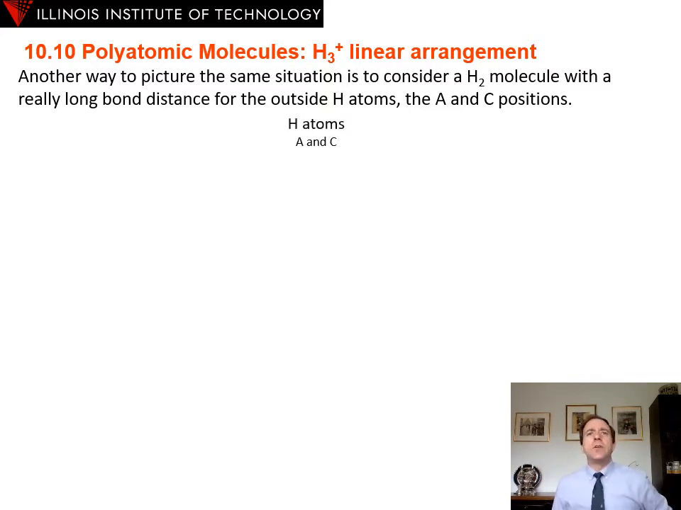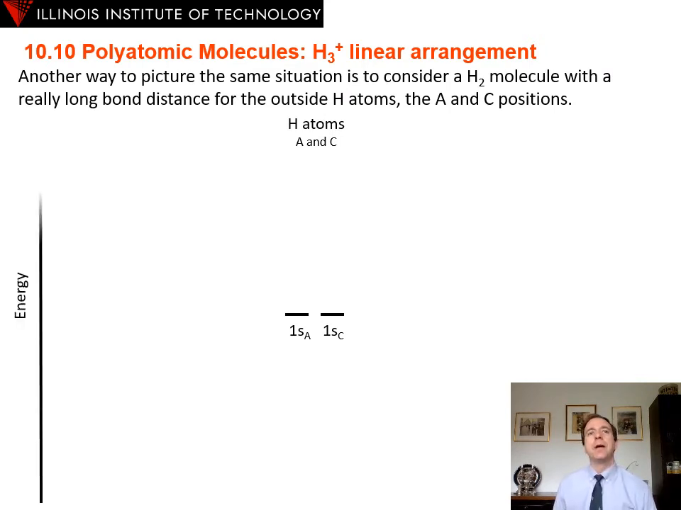Okay, so let's start with the hydrogen atoms on each end, the A and the C position, right? And like I said before, we can think about these two hydrogen atoms. Let's ignore that central one, the B atom, and just think about how these two hydrogens would form an H2 molecule if it ignored the central atom. So we'll start, they each have their 1s orbitals, the one on the A atom and the one on the C atom. And we're going to look at how these play against energy.